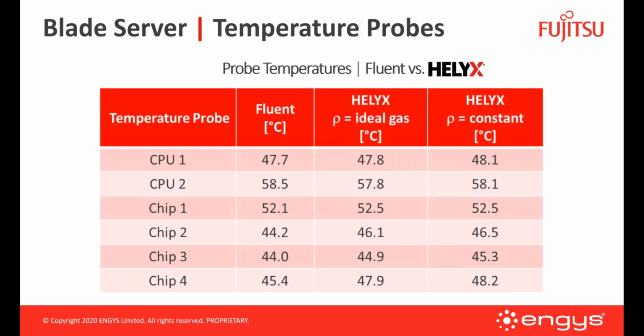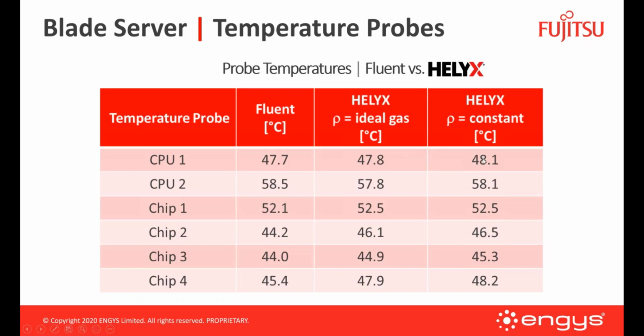So if we do a little bit of comparison between the probe temperatures, Fluent versus HELYX, we've got the Fluent results right here in this column, and we did 2 different tests. One was using an ideal gas for the density, and then the other one was a constant density, just to see what the effect of having a constant density would be. So for Fluent and HELYX, we can see that the temperatures that were converged at the end of this simulation were actually very close. And we can see it's just a little bit better with the variable, ideal gas density, rather than the constant density.